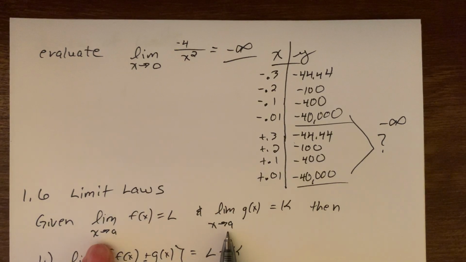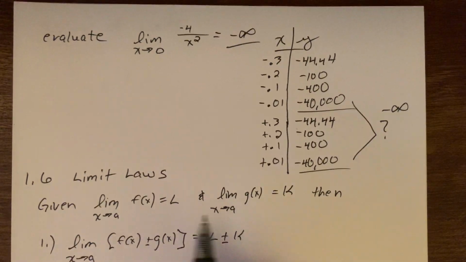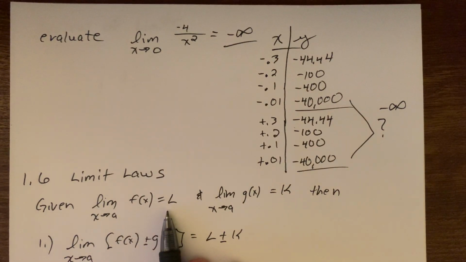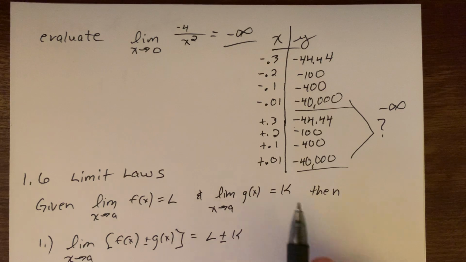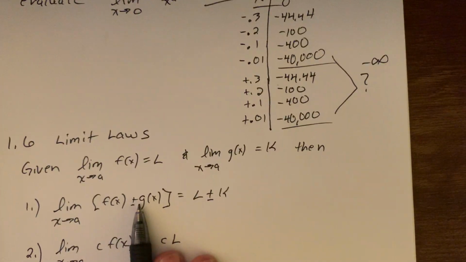Given, and notice both of these limits are approaching the same thing as x approaches a, but here I've got a function f of x, here g of x, and this limit value equals L and this one equals K. So if we have those facts, now look at how we can build.